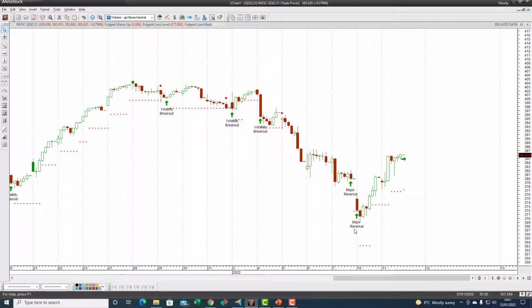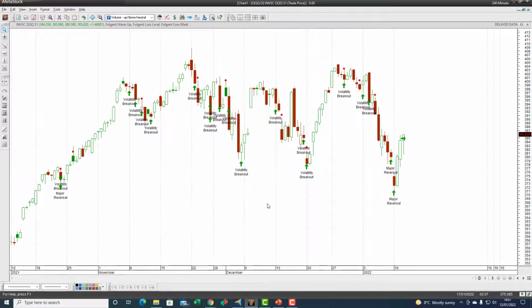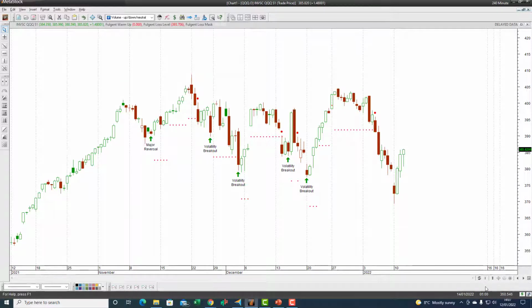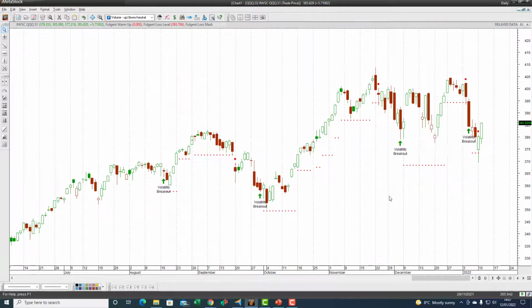So far so good. Great confirmed signal on the hourly chart. Now the 4 hour does not have a confirmed signal. If it comes through, there's a major market reversal signal on the hourly, and then the daily also, the volatility breakout signal is still valid on the daily chart with a trailing stop here just below, well, what is the trailing stop? Let's pop a line in there, hold on. So there's a trailing stop here at 373 for the QQQ ETF.